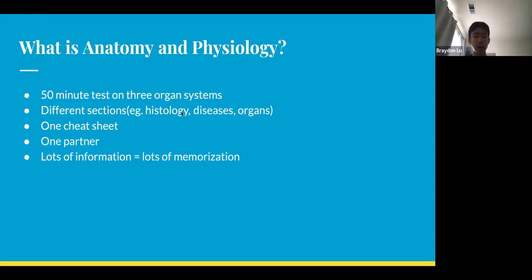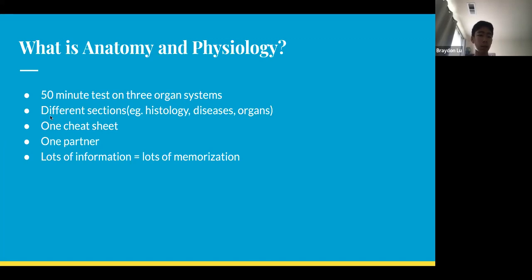For example, histology, which is where you look at tissues and try to identify different cells. Diseases, where you get some symptoms and you try to identify the disease that's related to that symptom. Or they might quiz you on what organ is involved in a particular process.